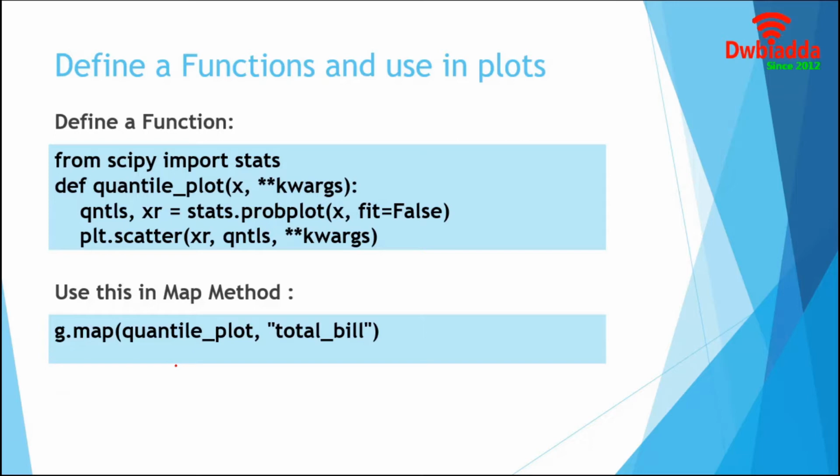Now, if we want to use this function, we have to set it in facet grid's map method. We also have to specify the argument correctly. Let's consider this: our total bill continuous variable will be treated as input of this QuantilePlot function. Now we are going to Jupyter and continue there.